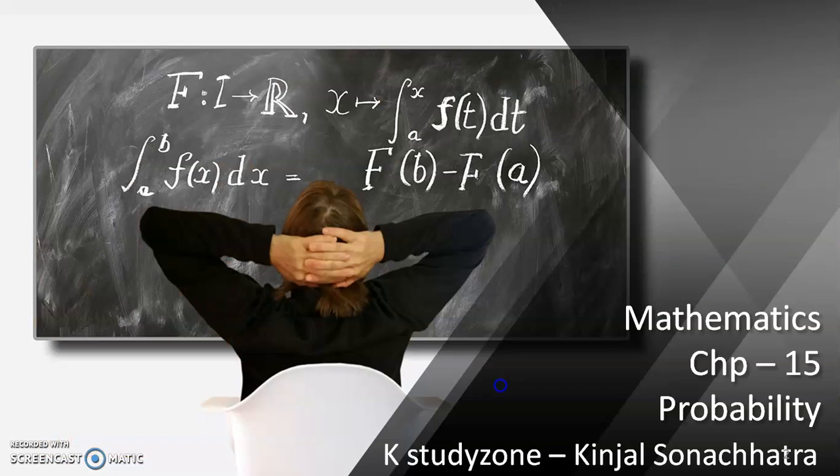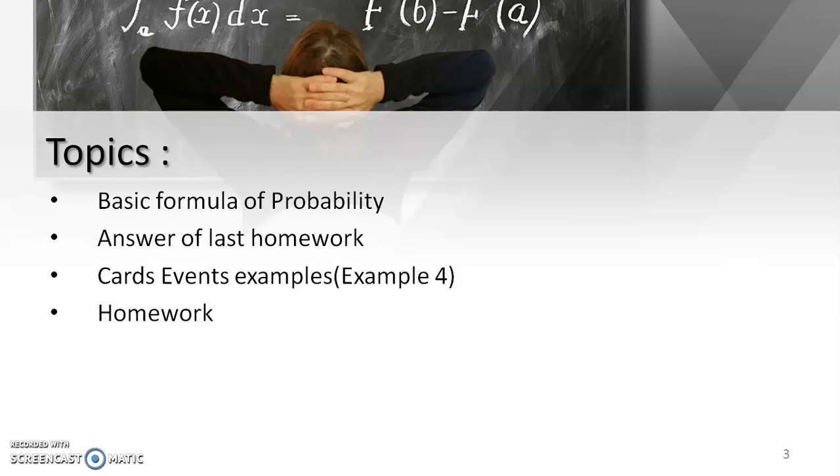This is the 10th tutorial of probability, chapter 15 of standard 10th. In the last session we discussed playing cards and the different types of cards in probability. Today's topics are the basic formula of probability, the answer of the last homework, a card event example, example 4 from your textbook, and obviously homework.